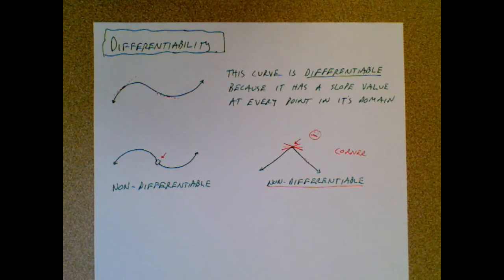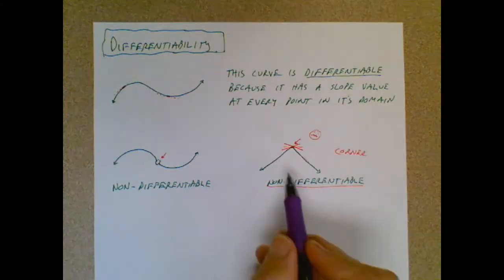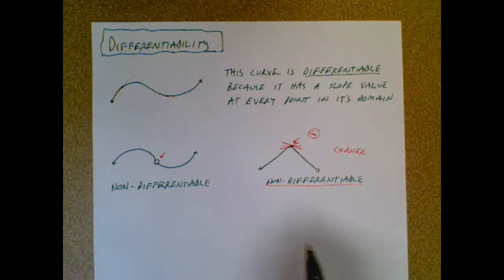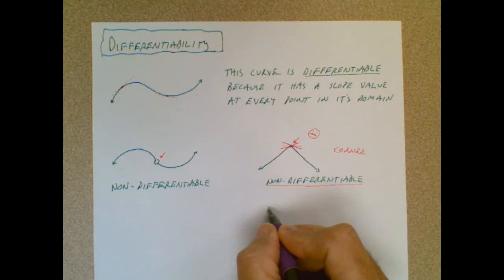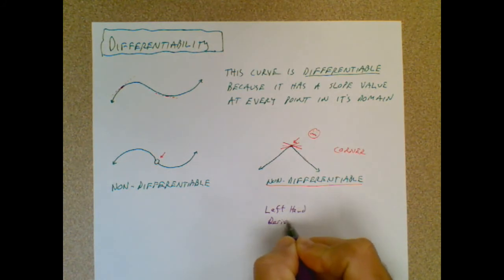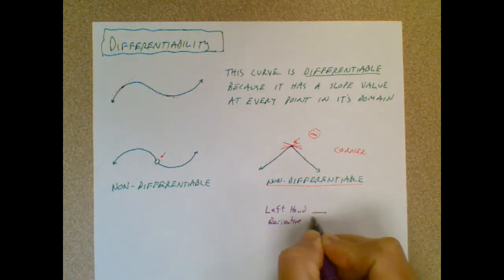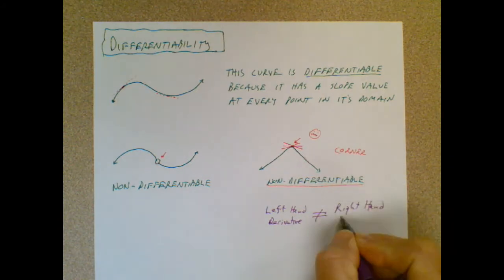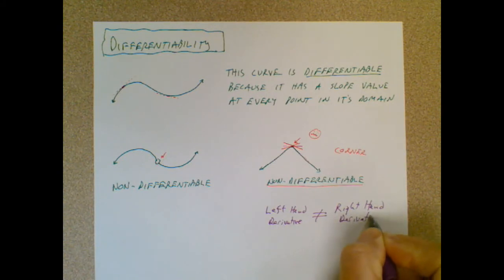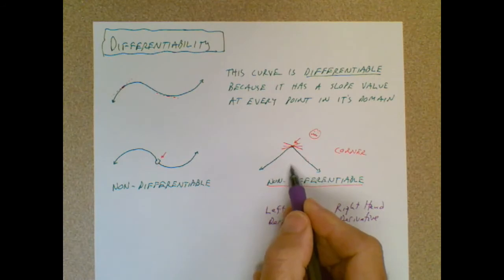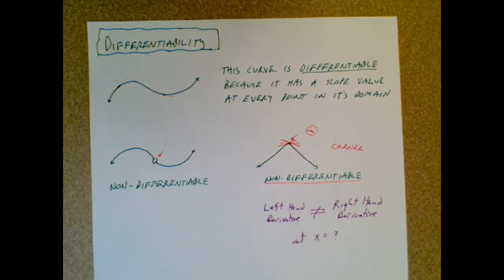So now we'll get into a little bit of the nitty-gritty. This is a non-differentiable point because it's a corner point, but the real calculus behind that is this. The left-hand slope, and we'll call that the left-hand derivative, does not equal the right-hand derivative. In this case, at x equals, I don't know what x value that is, so who knows.